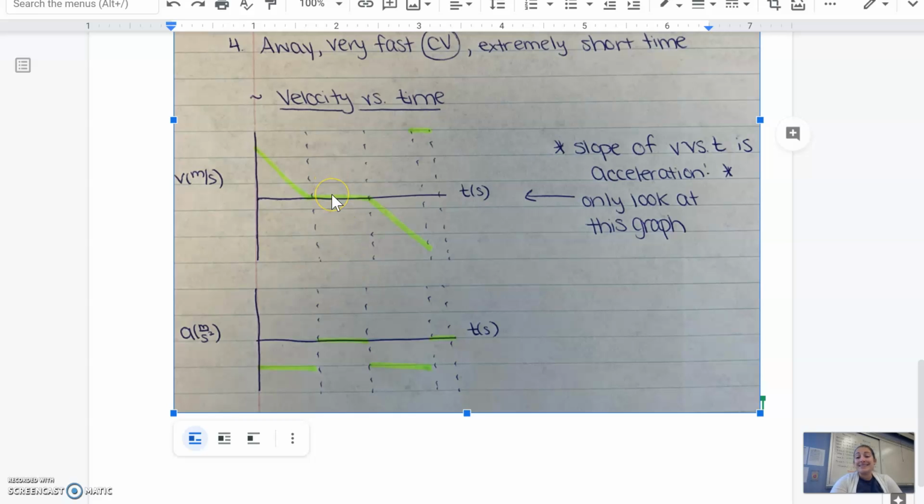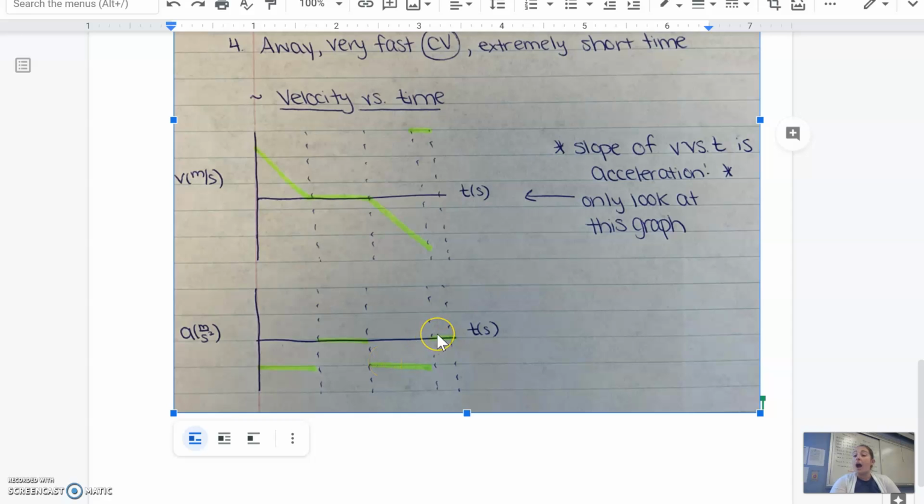If your object is not moving, meaning velocity is 0, then acceleration has to be 0. If we look at this portion of the graph and we say, okay, is the slope going to be positive or negative? The answer is negative. If you do -5 minus 0, still getting a negative number. So that's why we have it down here.